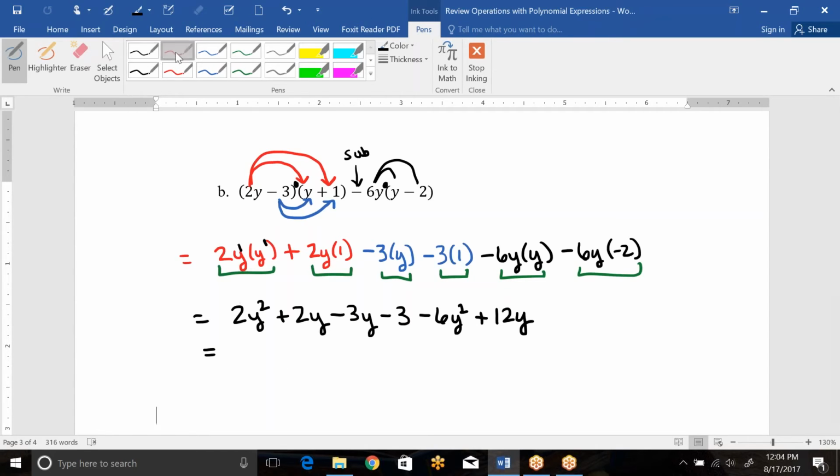So I do have that y squared, I have those two different ones that are like terms. So 2 minus 6 would be negative 4y squared. For the y's, I have a 2y minus a 3y and then a plus 12y. 2 minus 3 is negative 1, plus 12 would be positive 11y. And then negative 3 has nothing to combine with, so it's just going to come down. And that is my final answer.